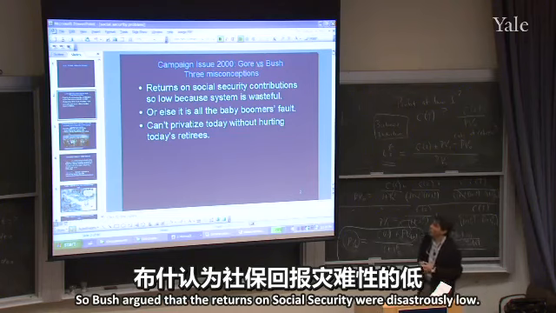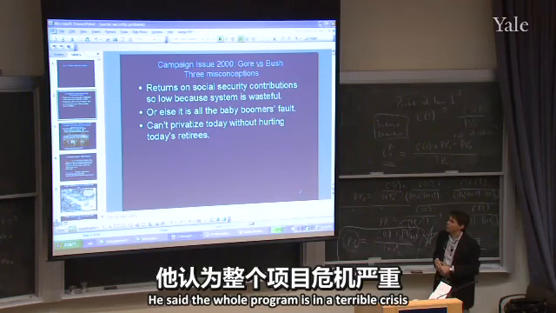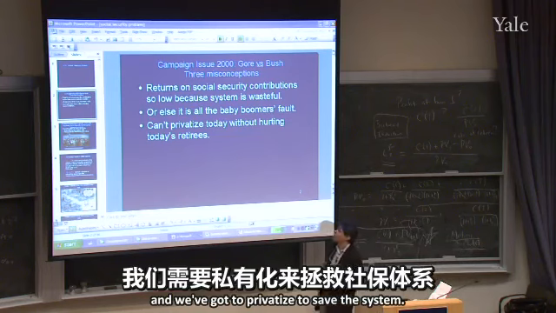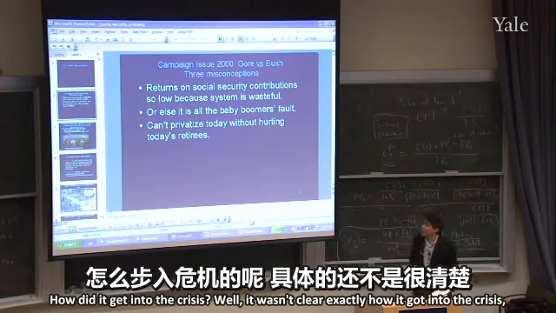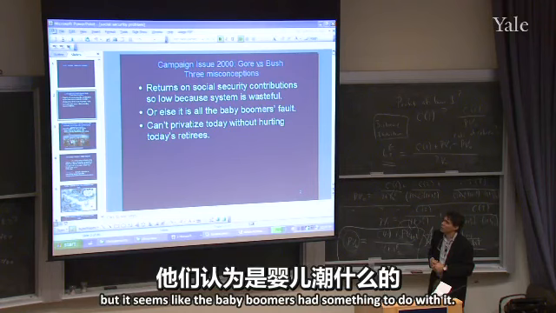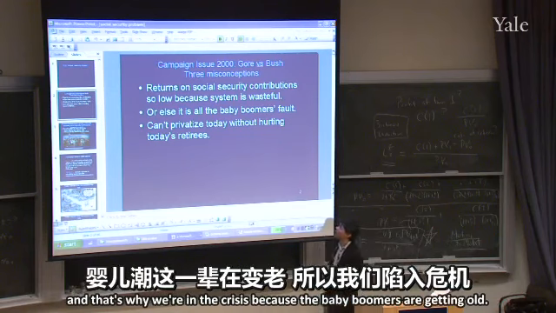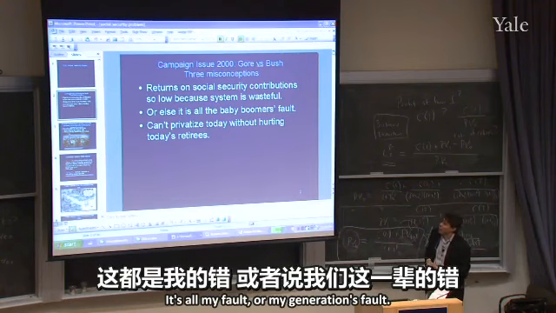So Bush argued that the returns on Social Security were disastrously low. He said the whole program is in a terrible crisis, and we've got to privatize to save the system. Okay, how did it get into the crisis? Well, it wasn't clear exactly how it got into the crisis, but it seems like the baby boomers had something to do with it. They're all getting old, and they're going to have to get these huge Social Security payments, and that's why we're in the crisis, because the baby boomers are getting old. It's all my fault. Or my generation's fault.